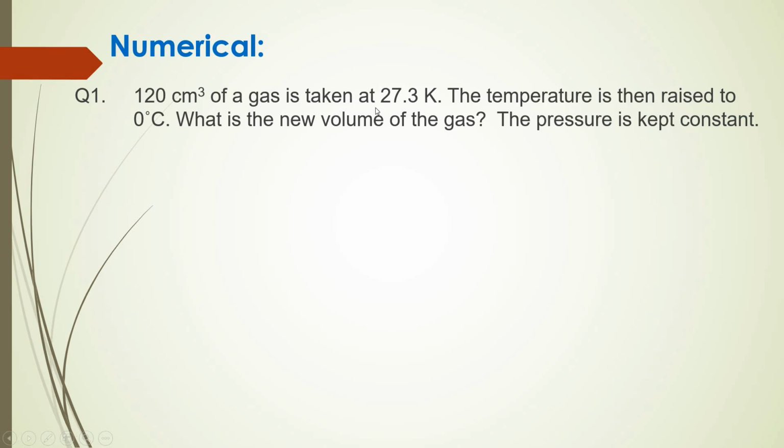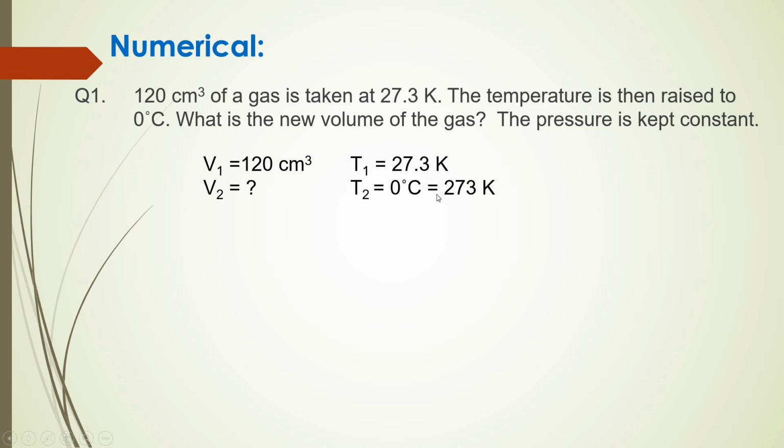Over here we need to take care of two things, that is temperature in absolute scale, which is 27.3 Kelvin, and temperature at centigrade scale. So let us start solving this numerical. First let us take the given things. Initial volume V1 is 120 centimeter cube, which is given over here. When volume is 120 centimeter cube, initial temperature is 27.3 Kelvin. These are the initial conditions.